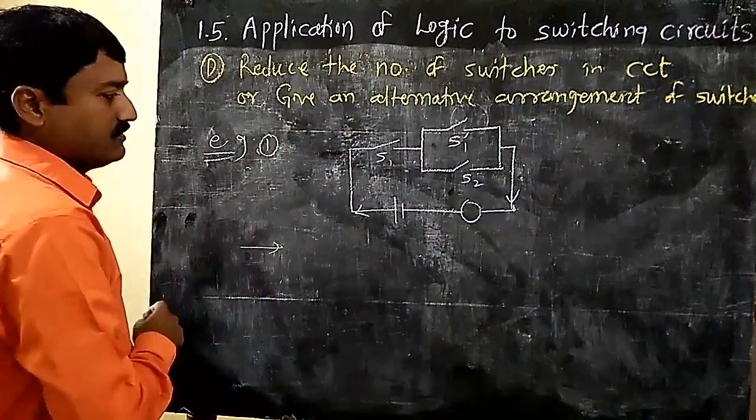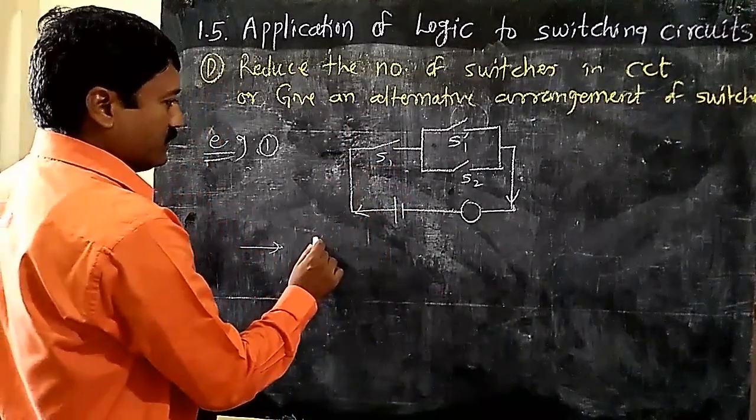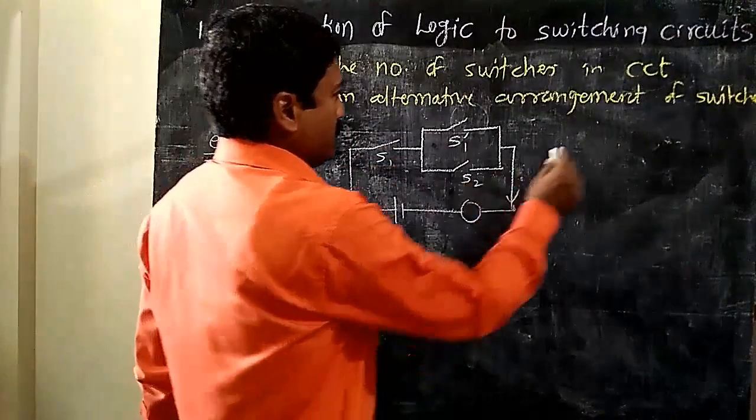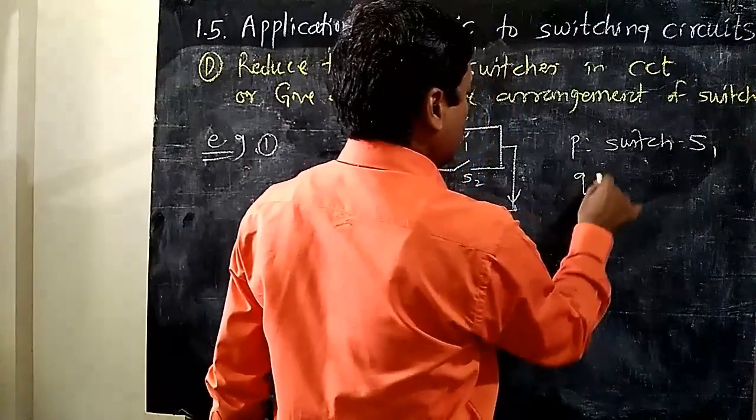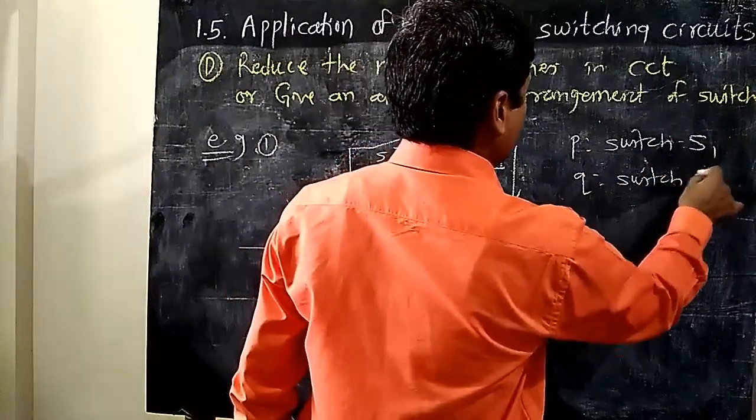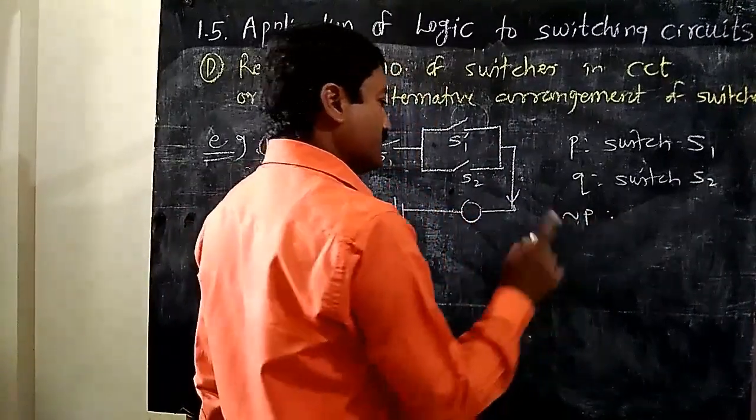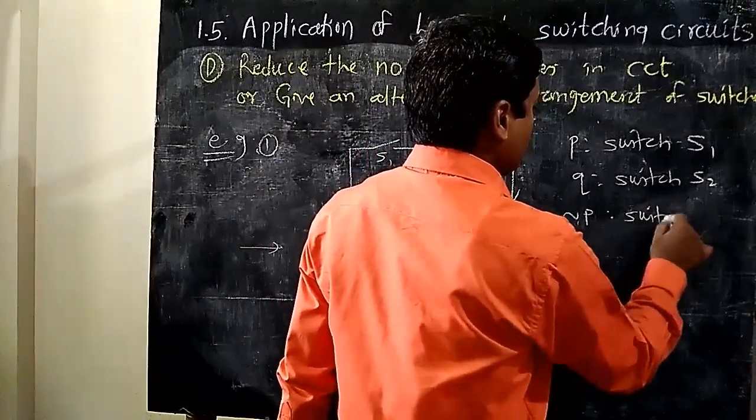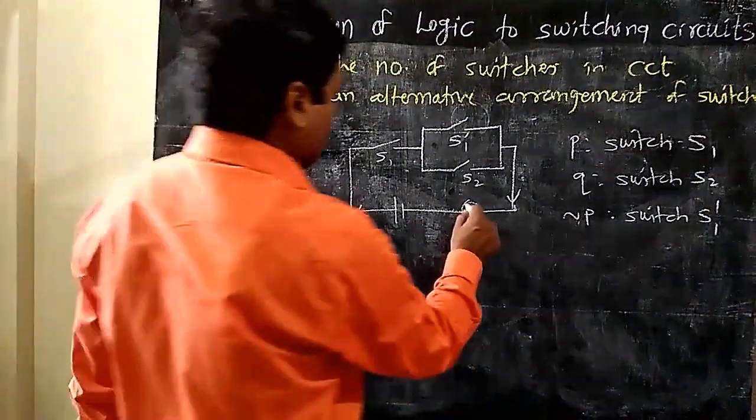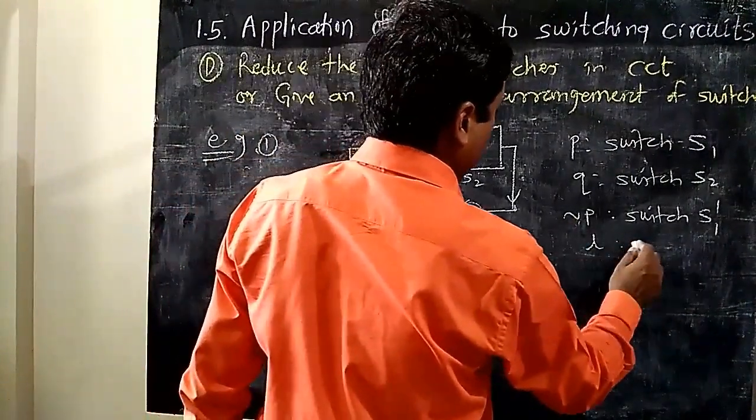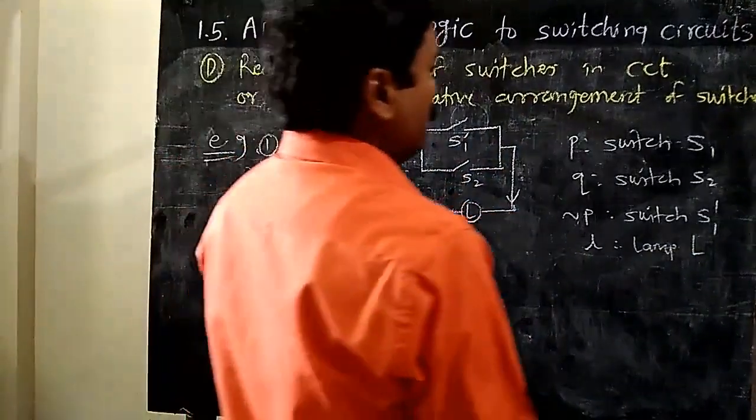Let us see. For that, what to do first? We have to represent the given circuit in symbolic form. For that, we take the statements as P denotes switch S1, Q denotes switch S2. Here S1 dash is given, so you can write, not necessary I guess, still you can write, P dash means switch S1 dash. And last, there is lamp L for lamp. Obviously all are on.